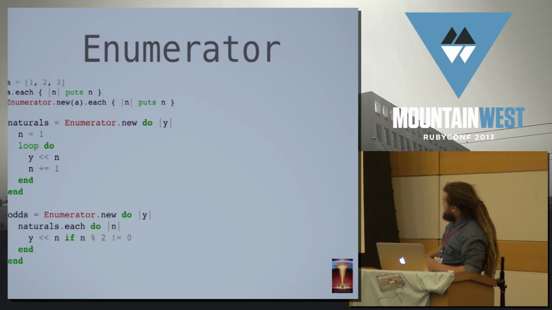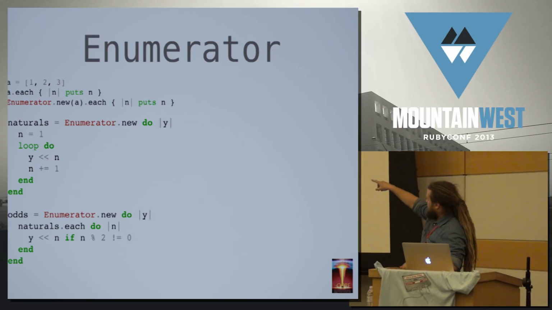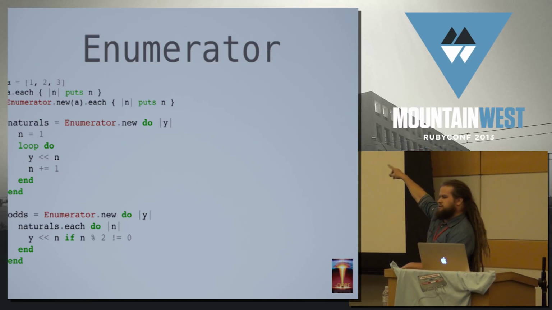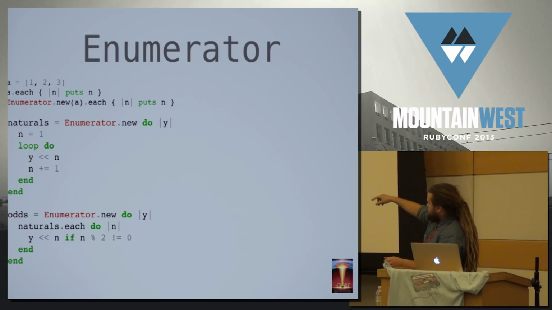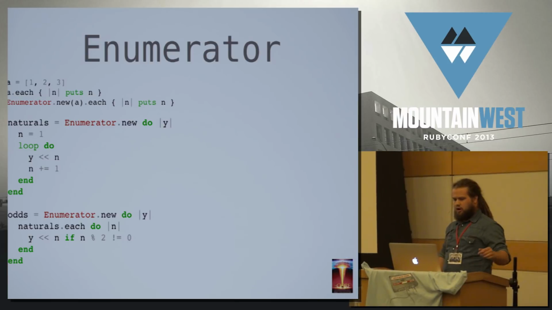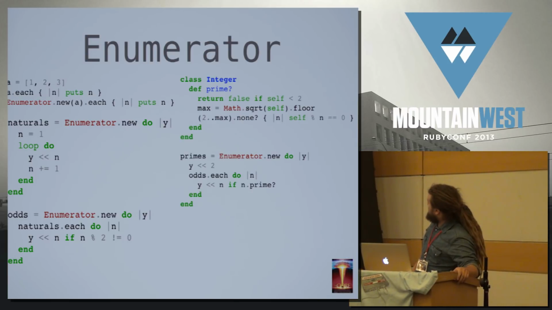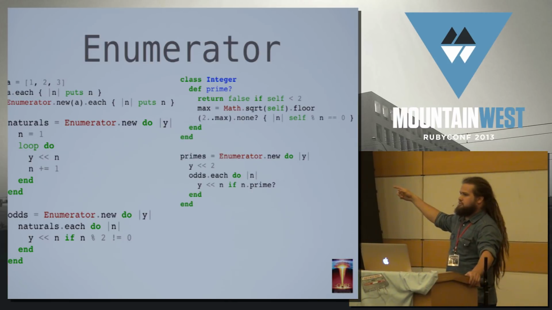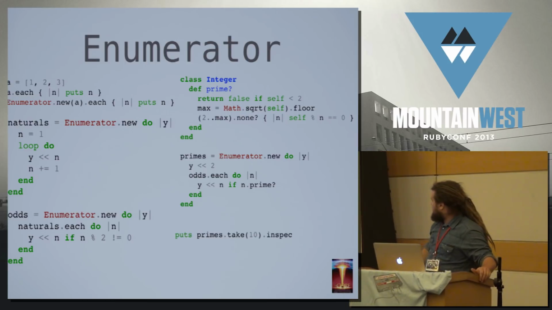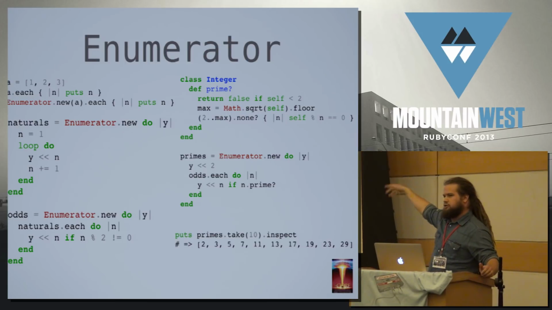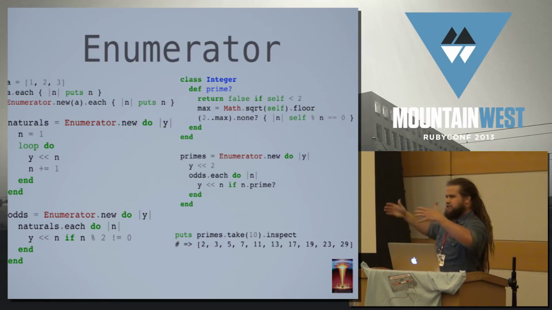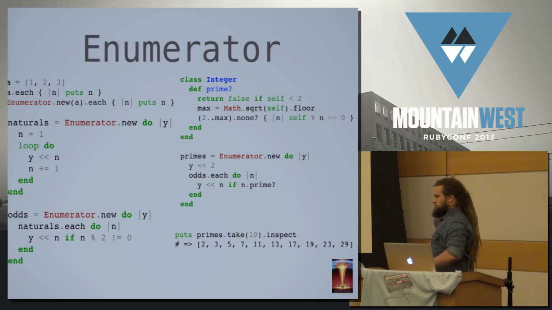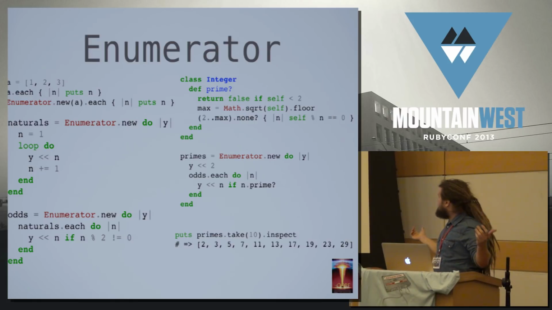The other fun stuff is we're going to build all the natural numbers, so we're going to have a new Enumerator, and that y is the yielder, so you can shovel things into that. We're going to use the naturals and shovel out just the odds. We're going to do a really naive prime check, and we're going to get all the primes. And then we can take the primes because the Enumerator is just an Enumerable. So I just take the first 10 primes, and I didn't need a big list of primes. It just generated those on the fly.